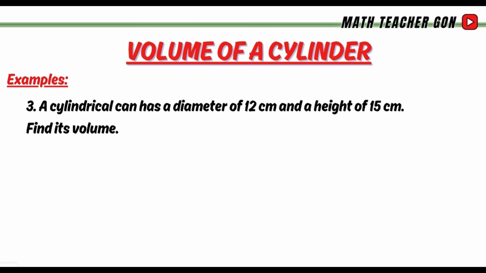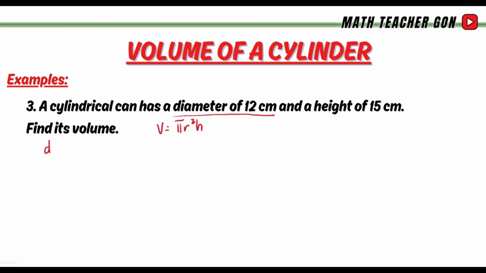A cylindrical can has a diameter of 12 centimeters and a height of 15 centimeters. Find its volume. Take note that the given here is diameter. And for our formula, we use pi r squared h. So we need to get first the radius before we substitute it to the volume.